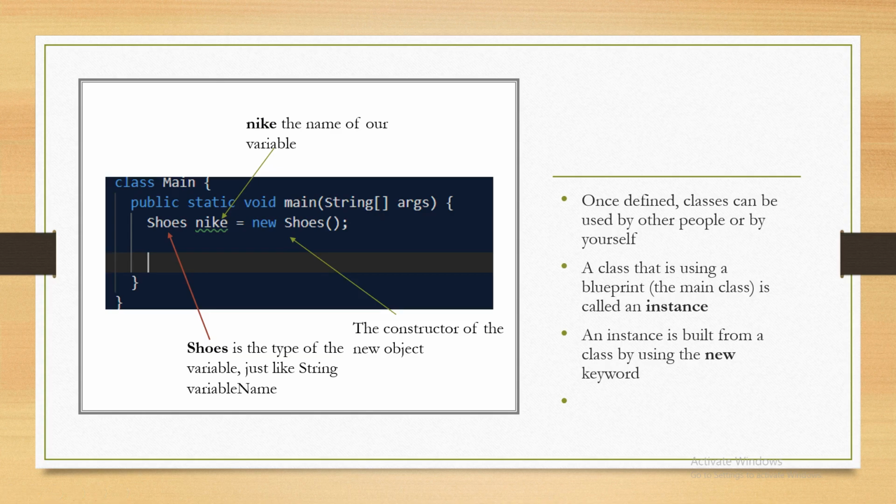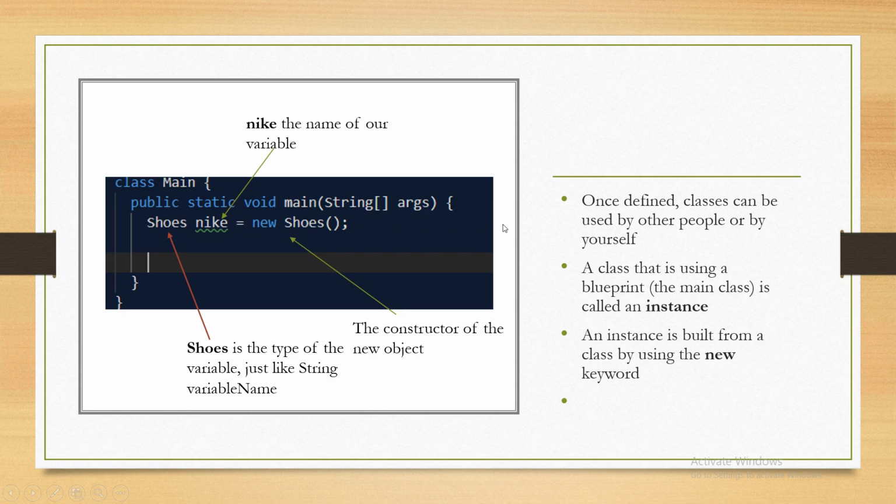So once defined, classes can be used by other people or by yourself. A class that is used as a blueprint creates an instance, and an instance is built from a class by using the new keyword. So here I'm giving an example. We are creating an instance of the class shoes that I showed you before. And by the way, when you're creating an instance of your class, you need a main method. This one here. So we create shoes Nike new shoes.